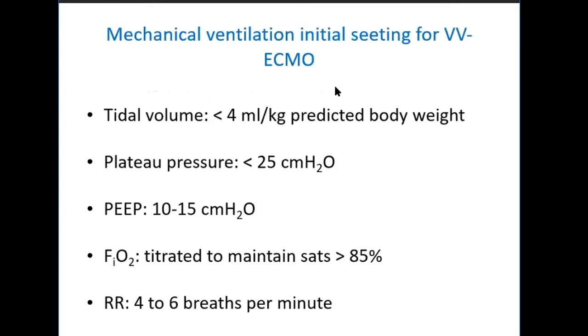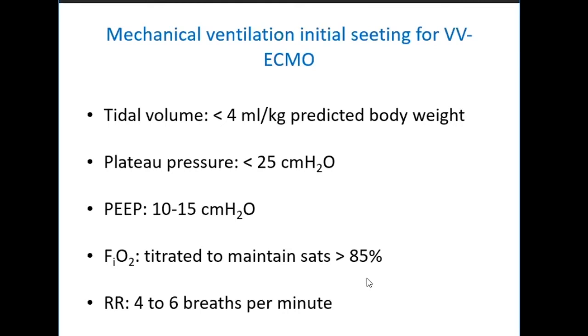Now, the setting of mechanical ventilation. This is important, and in one sentence, it should be ultra-protective mechanical ventilation. What defines ultra-protective mechanical ventilation is a tidal volume of less than 4 ml per kg body weight, a plateau pressure of 25, or even less than 20, and a PEEP of around 10 to 15 to keep the lung open. The ventilator FiO2 we usually keep less than 40%, and the respiratory rate is more than 6 breaths per minute.